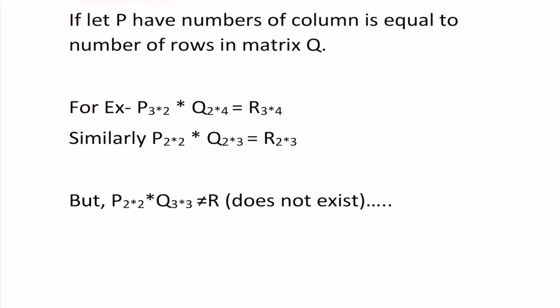But P of 2 by 2 and Q of 3 by 3 is never going to be formed and does not exist, as P has 2 columns and Q has 3 rows, so it is never going to be formed.